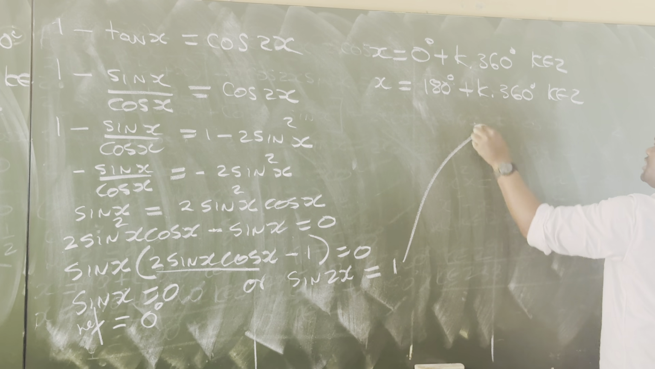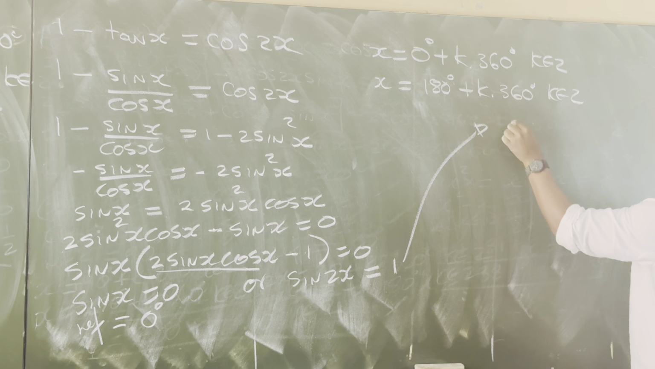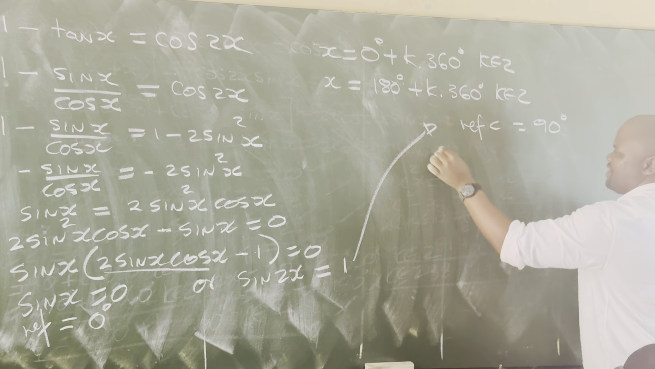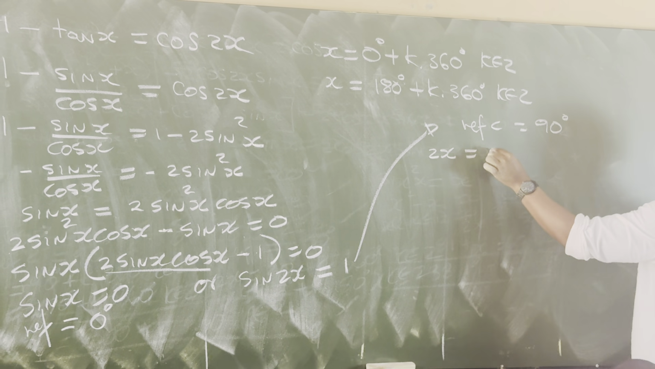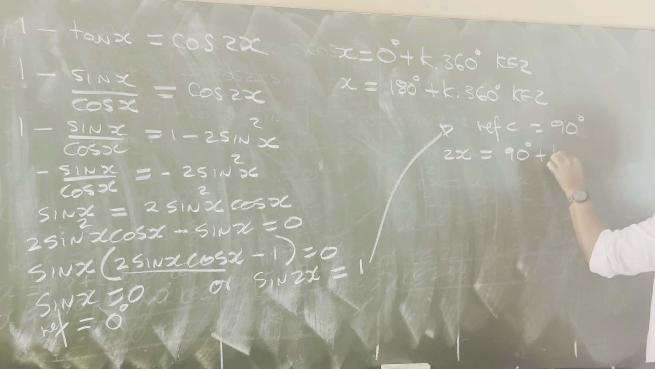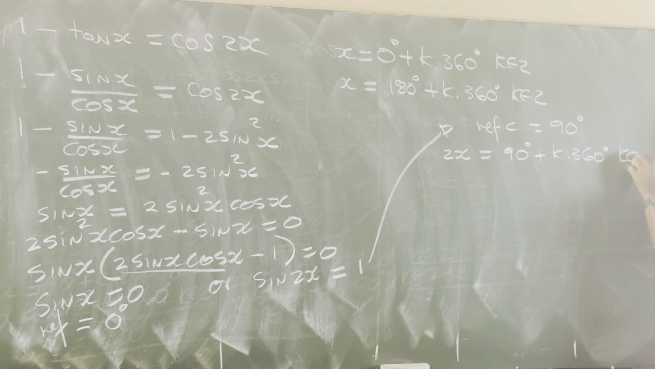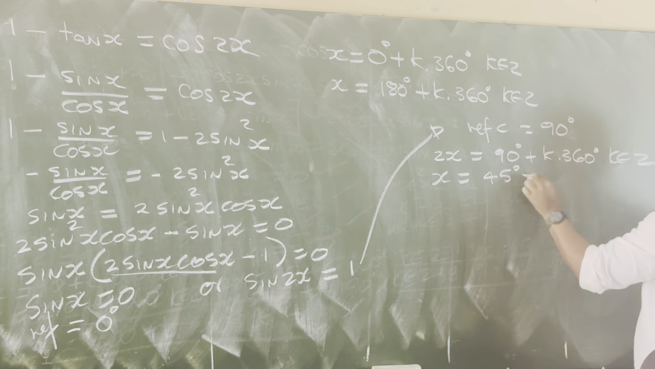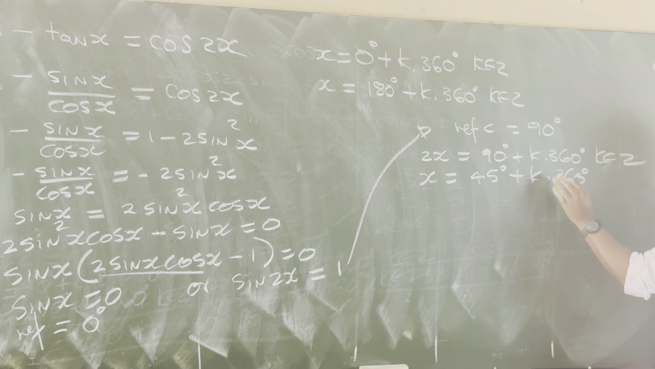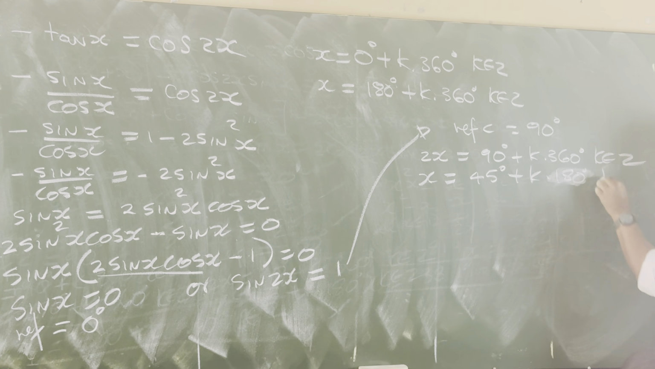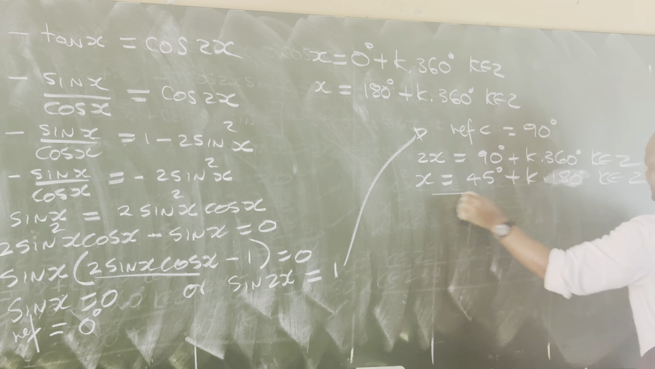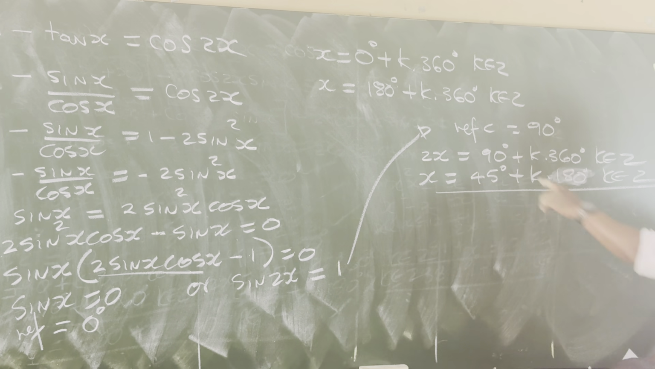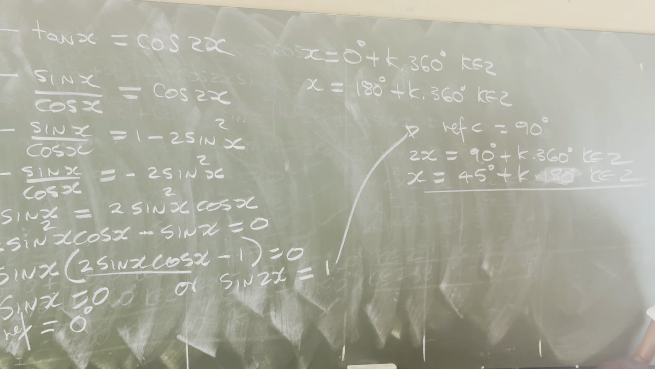Now we are looking for a solution for this one. So reference angle will be 90 degrees. And then the subject of the formula is 2x. Then the first quadrant, since it's positive, then we say k times 360, where k is an element of integers. Then we divide across by 2, which will give us 45 plus k times 180. Very good. 180, since we are dividing everything by 2. And then another solution will be 180 minus 90, which will still give 90 there. So there is no need for finding that one.